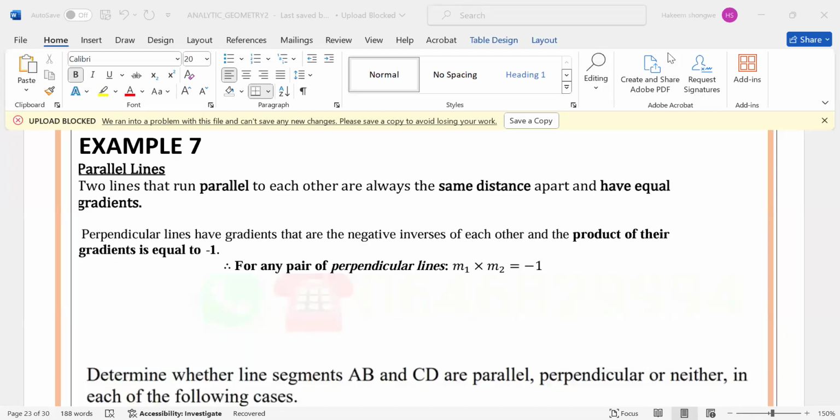We said two lines are said to be parallel if they are the same distance apart and they have equal gradients. Yes. I need to zoom it.